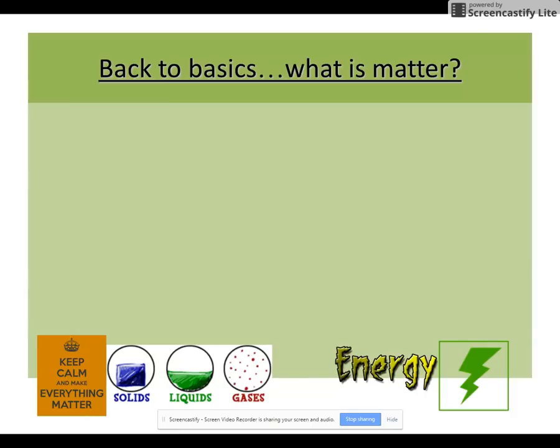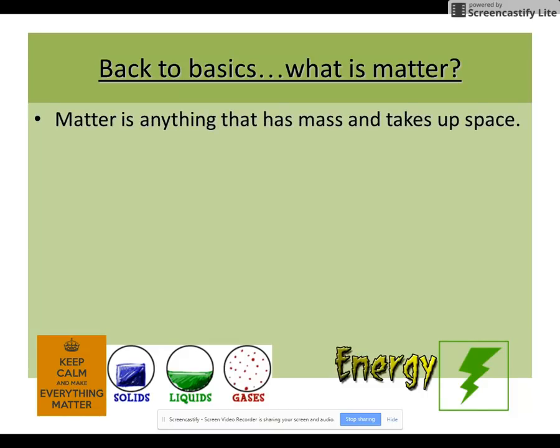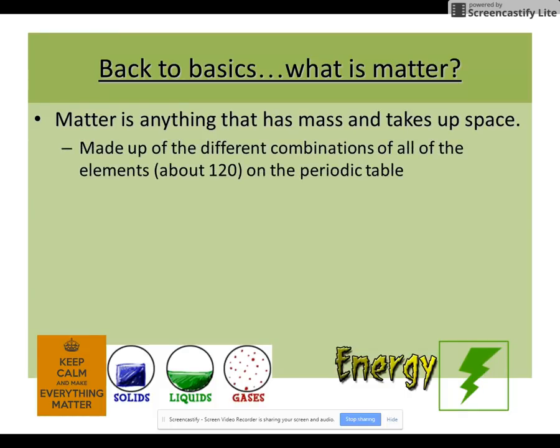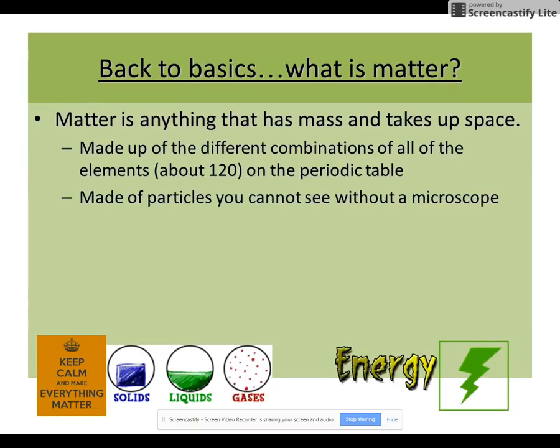Okay guys, this is a quick refresher for most of you, but let's get back to basics about what exactly matter is. Matter is everything around you. It's the air that we breathe, it's the clothes you wear, it's you, it's me. It's anything that has mass and takes up space. It's made up of the different combinations of all the elements on the periodic table. And matter is basically particles that you cannot see without a microscope.